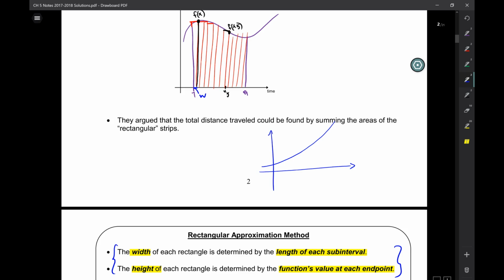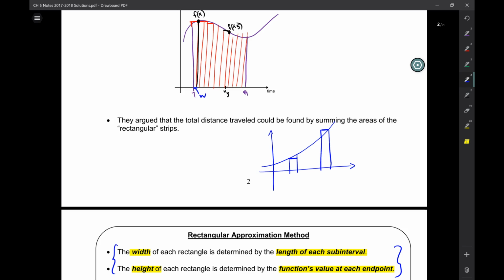I could do a rectangle here, right? And how am I going to do the top? I could either do it this way, right? Or I could do it this way. Do you see what I mean? I could either close the top from left to right or from right to left.